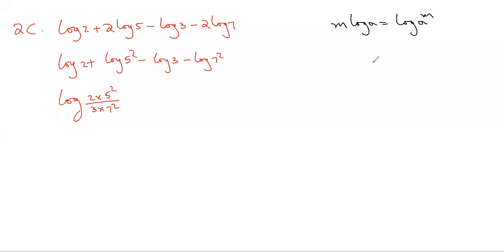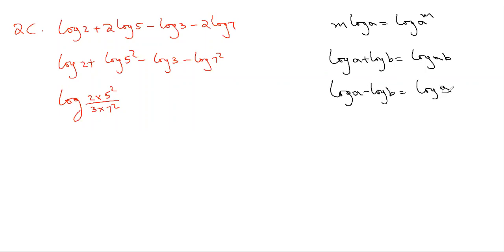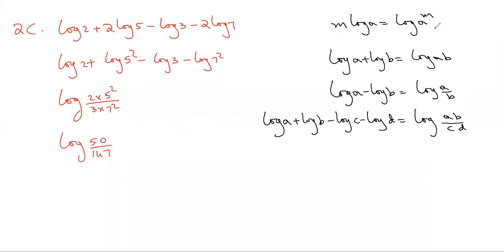The formula that I used here is log a plus log b equal to log ab. At the same time, log a minus log b equal to log a by b. Sir, but you skipped many steps in the middle. You may ask that. So if you make a combination of these, you can write a formula like this: log a plus log b minus log c minus log d can be written as log of ab by cd. If you apply that formula 2 times, you can write like this. Just a simplification, you get log 50 by 147.